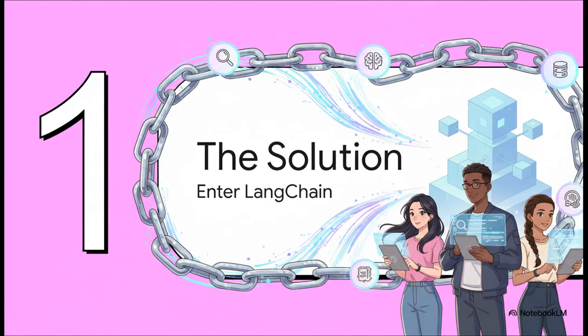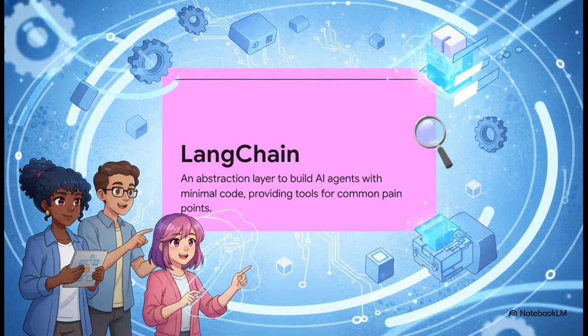Thankfully, to deal with all of those pain points, a framework has popped up that's specifically designed to untangle this whole mess, and that is LangChain. So, what is it exactly? The best way to think about LangChain is as an abstraction layer, a kind of toolkit. It gives you all these pre-built components so you can build really sophisticated AI agents without having to write every single thing from scratch. It handles the annoying parts for you.